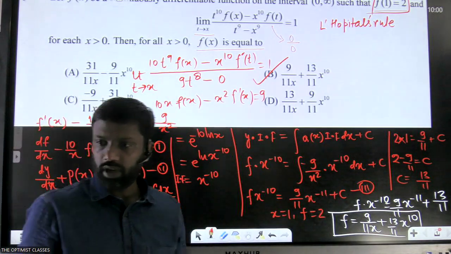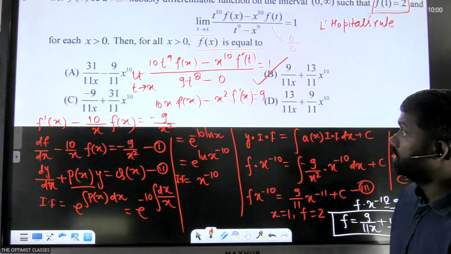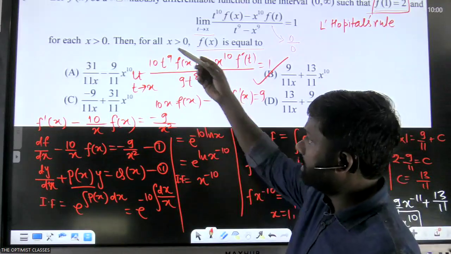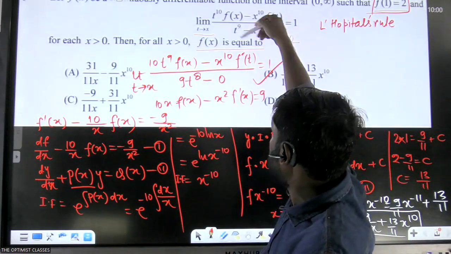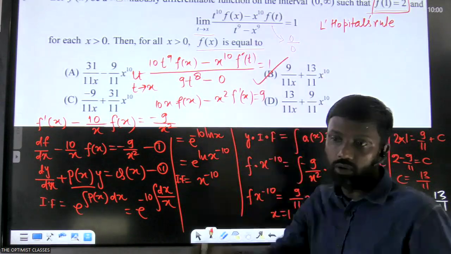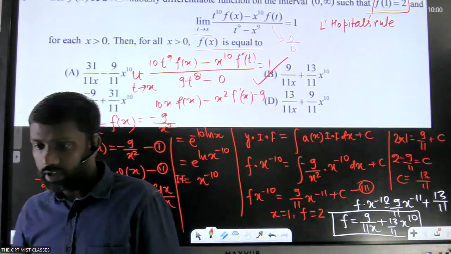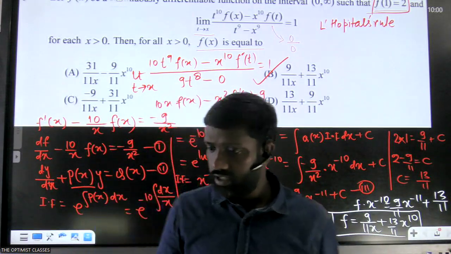You can solve this question by doing Taylor series expansion of the function also. Or you can solve this question by putting the options in this term and checking whether you are getting one or not. These are some other ways to do this question. That's all in this video.